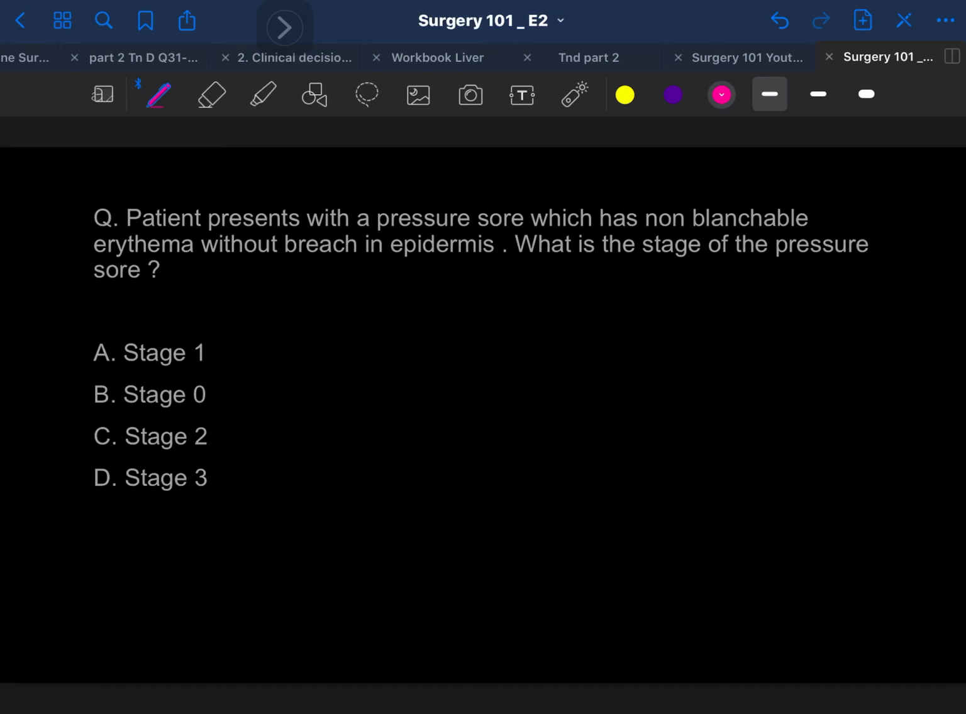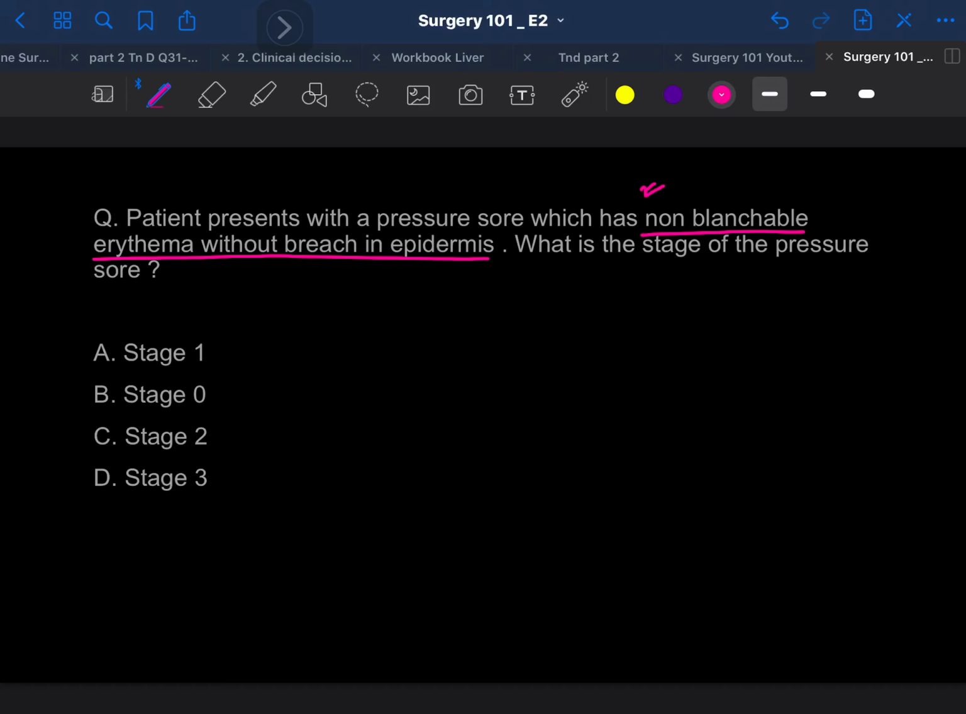So there's a patient who is coming to you with a pressure sore and has a non-blanchable erythema without breach in the epidermis. What is the stage of this particular pressure sore? Now here, the patient is having a non-blanchable erythema without breach in the epidermis.